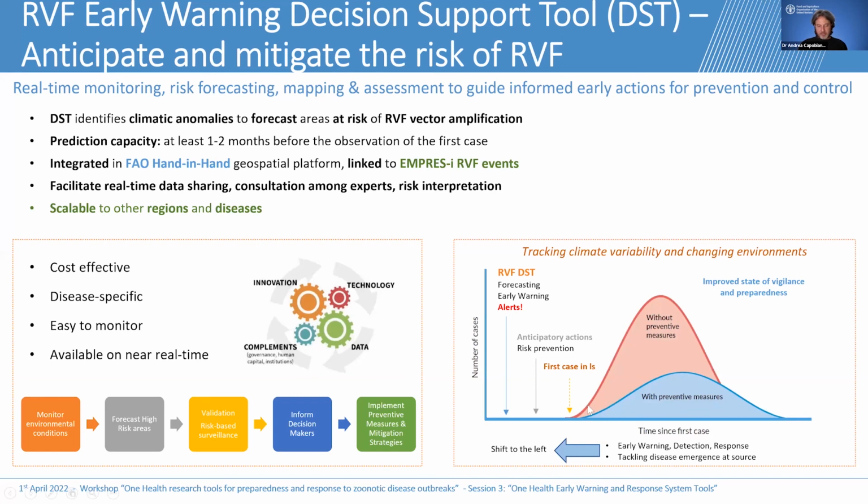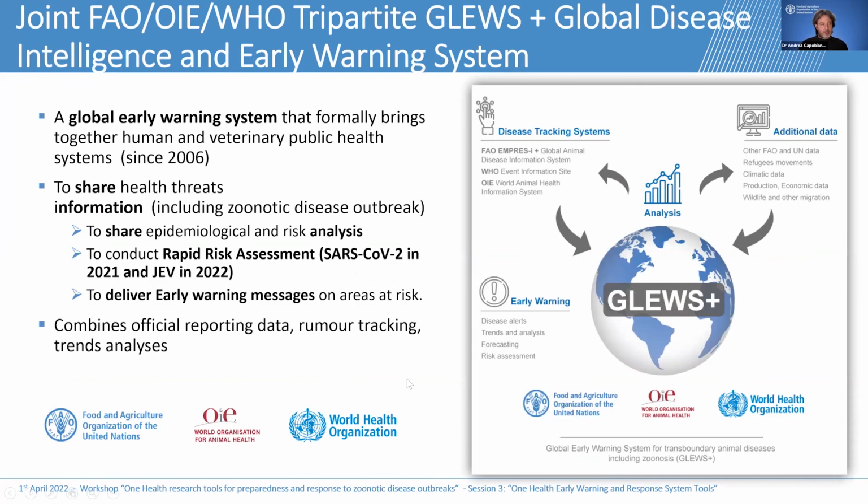These curves have already been explained several times, but the benefit of having a forecasting tool, so alerts, is that it allows anticipatory actions for risk prevention, and then in case countermeasures are implemented as early as possible, the risk that you develop a very bad situation is much lower than expected. Then FAO doesn't only work alone, but we obviously work with the other international organizations.